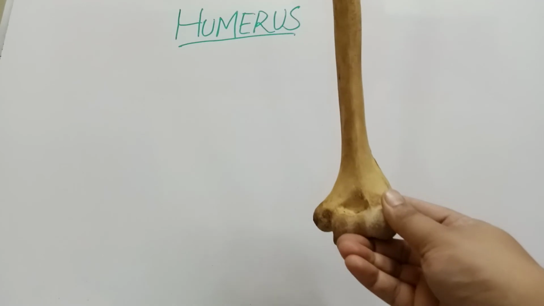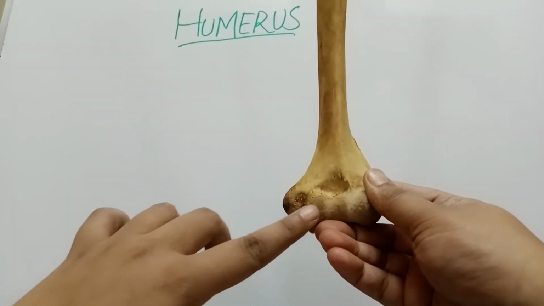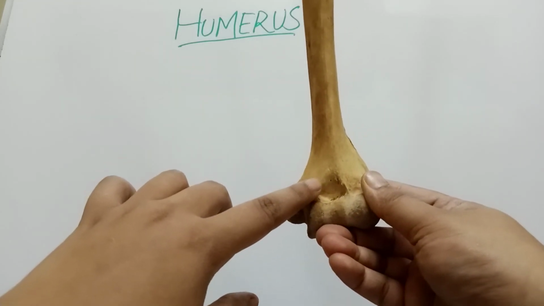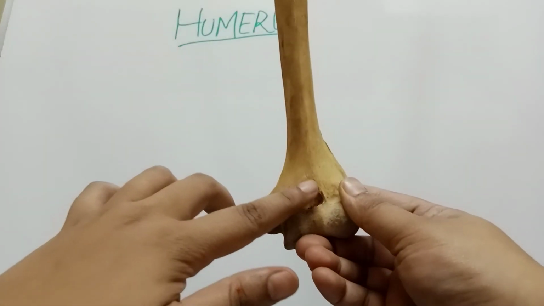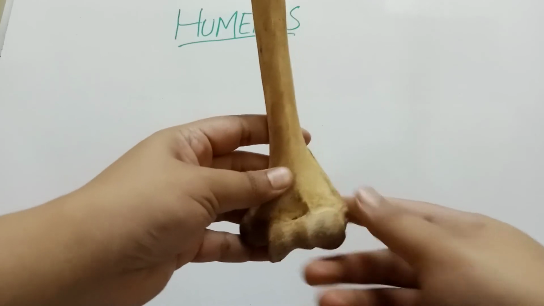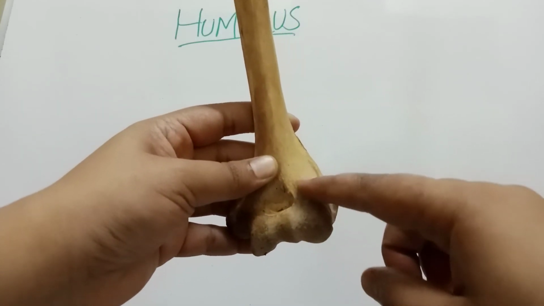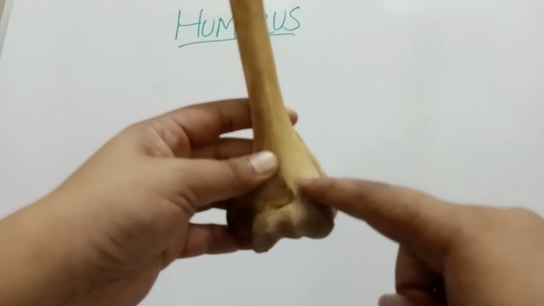The three fossae are, first, the coronoid fossa. It is a depression just above the trochlea. Its function is to accommodate the coronoid process of the ulna when the elbow is flexed. Now there is a radial fossa, which is just above the anterior aspect of the capitulum, and when the elbow is flexed, it accommodates the head of the radius.